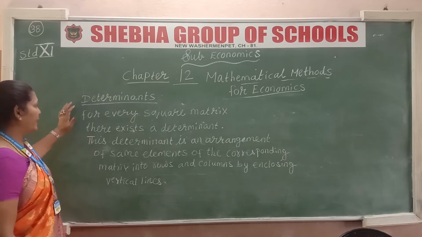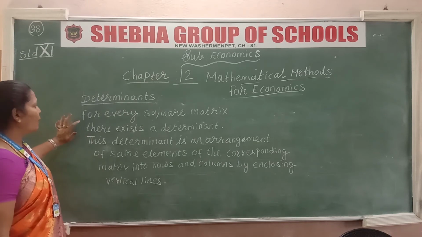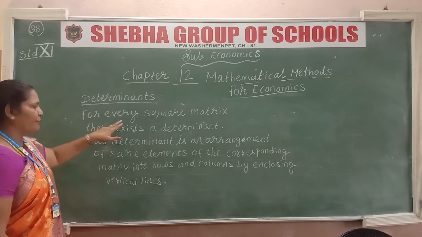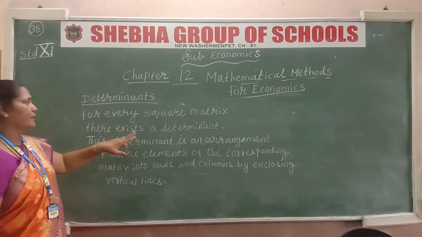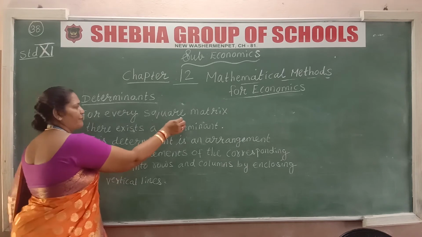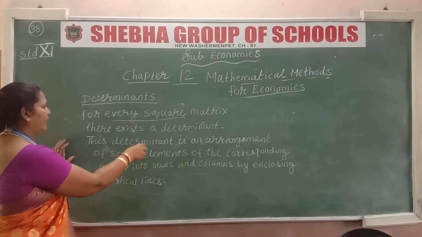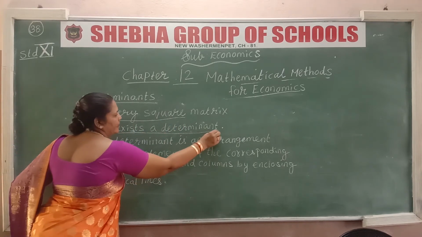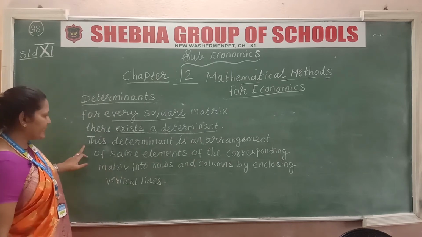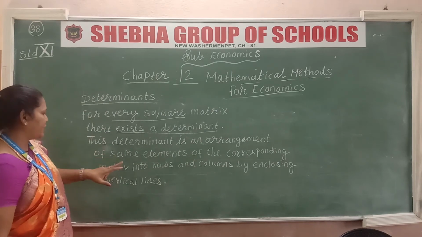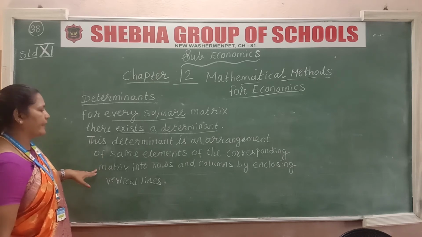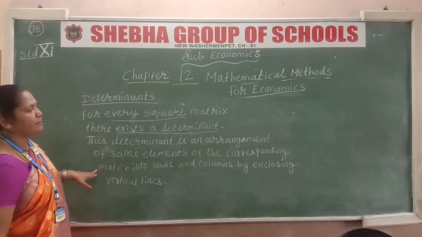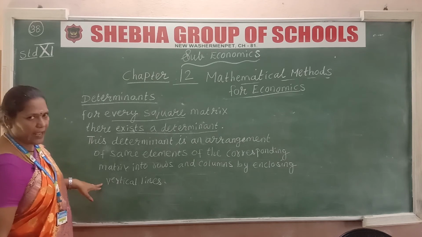Determinants. Okay, now let us see about the determinants. For every square matrix there exists a determinant. Okay? So this determinant is an arrangement of the same elements of the corresponding matrix into rows and columns by enclosing vertical lines. Okay?